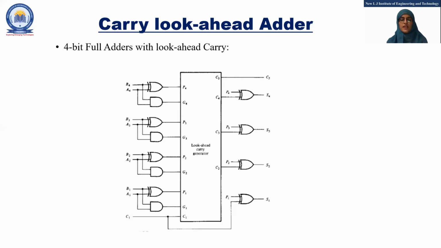So with the help of these carries, we will generate S1, S2, S3, S4 and C5, which can be denoted as S5, the fifth bit of the sum. So this is how we can reduce the propagation delay of the 4-bit full adder, which was the parallel adder. So the use of the look ahead carry adder is to reduce the delay of the parallel addition.